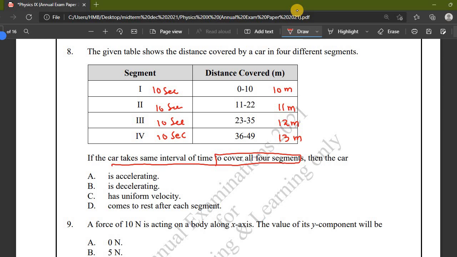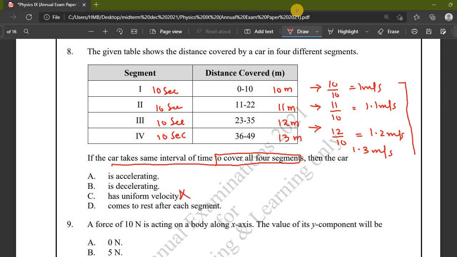So, the speed in the first segment will be the distance over time, that is 10 over 10 equals 1 meter per second. Similarly, in the second segment, we have the distance 11 divided by time, that is 1.1 meter per second. In the third segment, the distance divided by time is 1.2 meter per second, and finally 1.3 meter per second in the last segment. So the option saying that the car has uniform velocity is incorrect, because as we can see, the speed of the car is increasing, the speed of the car is changing. So option C is incorrect.